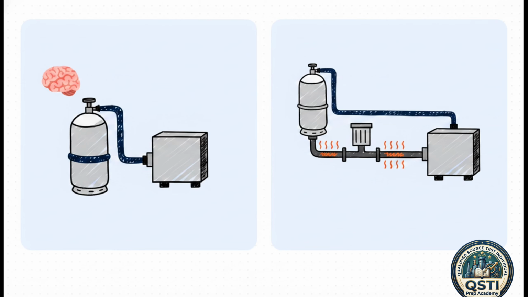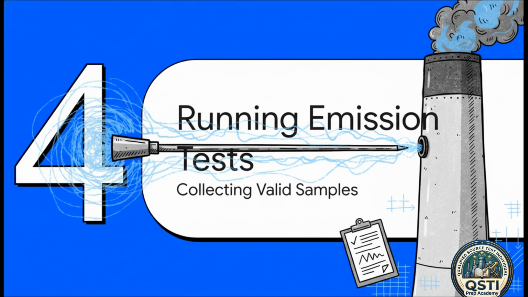You inject the gas way up at the probe tip, so it has to travel through the filter, down the heated line, and through the conditioner. If your system bias fails, you know for sure you have a leak or a reactive component somewhere in your line. Which brings us to Section 4, running the emission test, collecting valid samples.